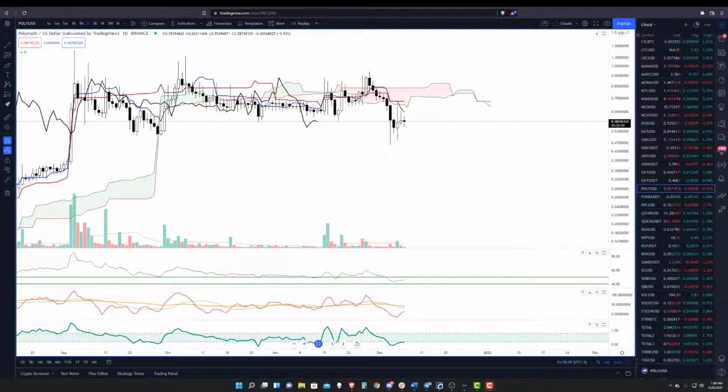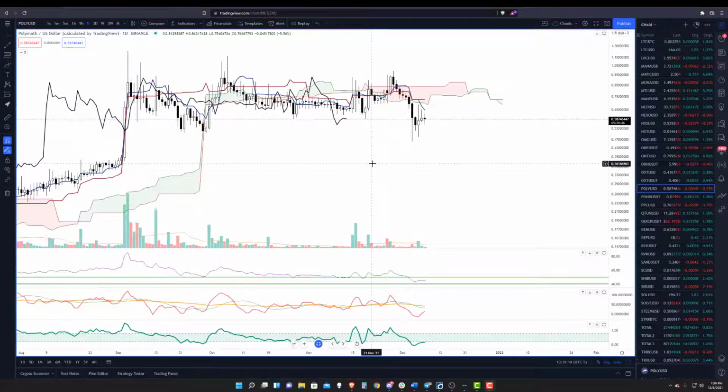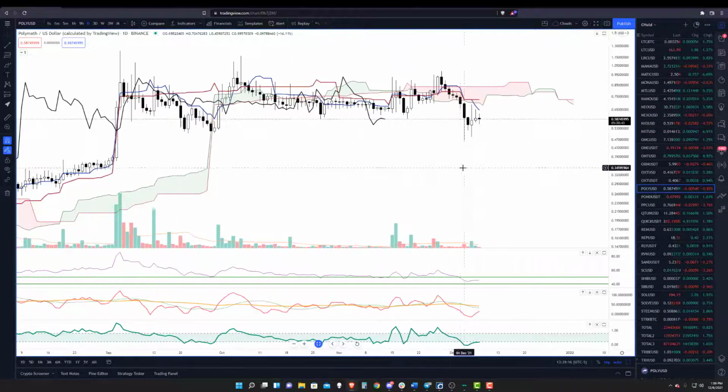It is the 8th of December 2021. Taking a look at Polymath here. Polymath, very indecisive price action going on here. Really not a lot to read from it other than, at first glance, it looks very bearish.